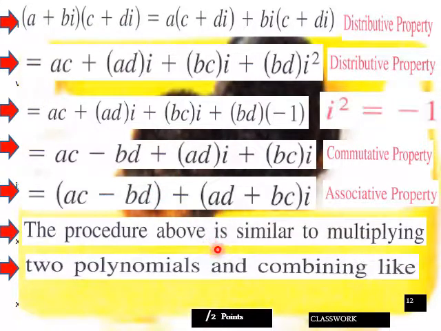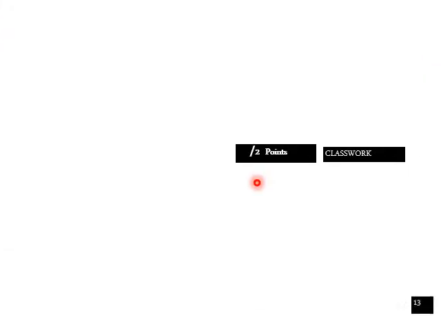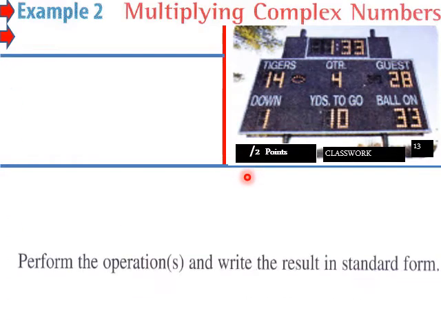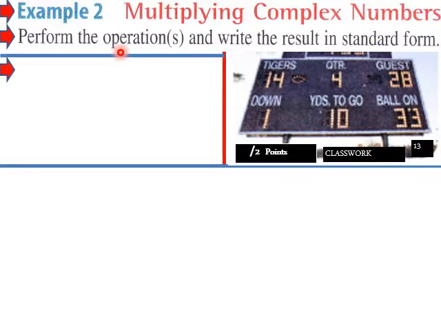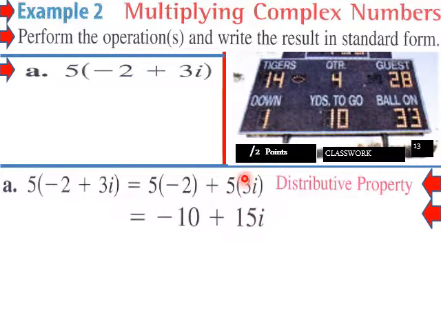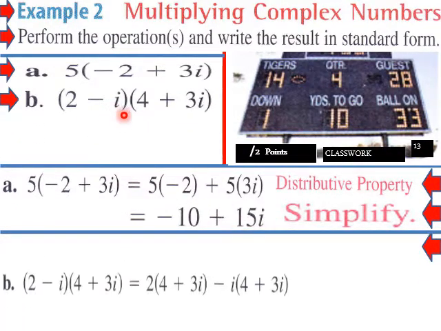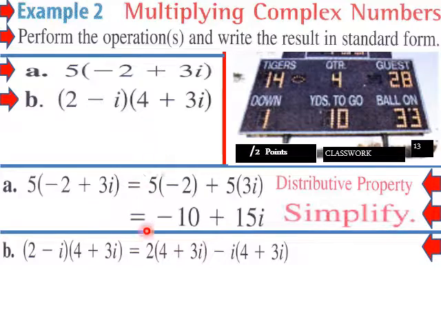Okay, so that's similar to multiplying two polynomials and combining like terms, as in the FOIL method. That's all that is. Let's go into an example now by using that. Perform operations, write the result in standard form. 5 times quantity negative 2 plus 3i. So when we do that, we have 5 times negative 2 plus 5 times 3i, distributive property. And then we come up with this, negative 10 plus 15i.